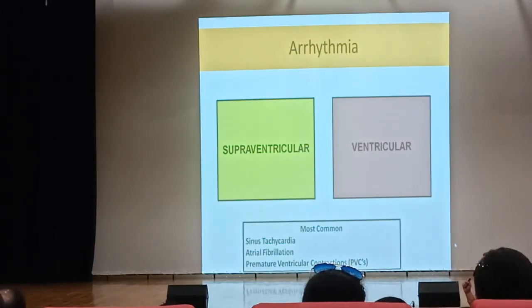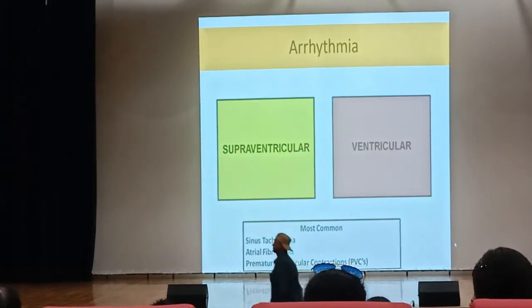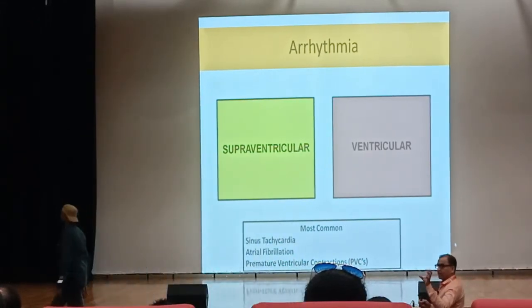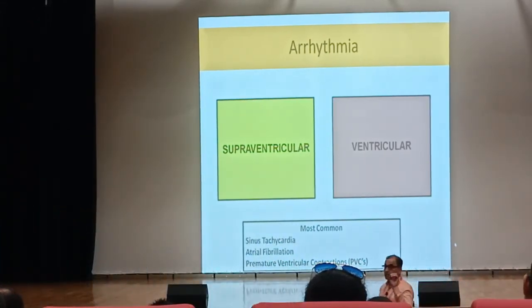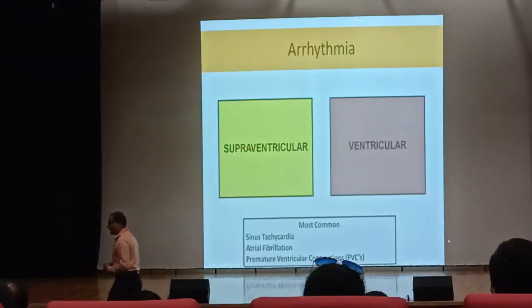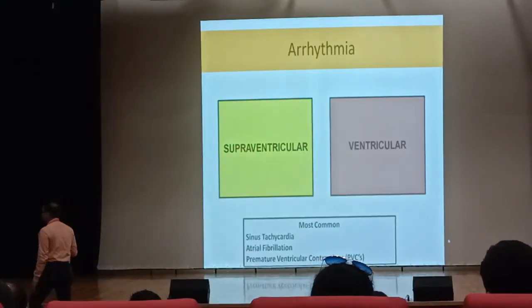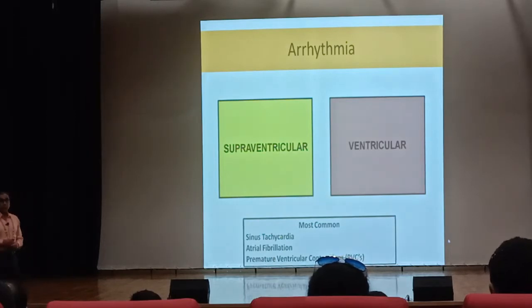So arrhythmias, what we read is that when there is a narrow complex arrhythmia, we call it supraventricular. It can be sinus tachycardia, atrial fibrillation, atrial flutter, or supraventricular tachycardia. Atrial fibrillation and premature ventricular contractions are very common arrhythmias, especially in the older age population.